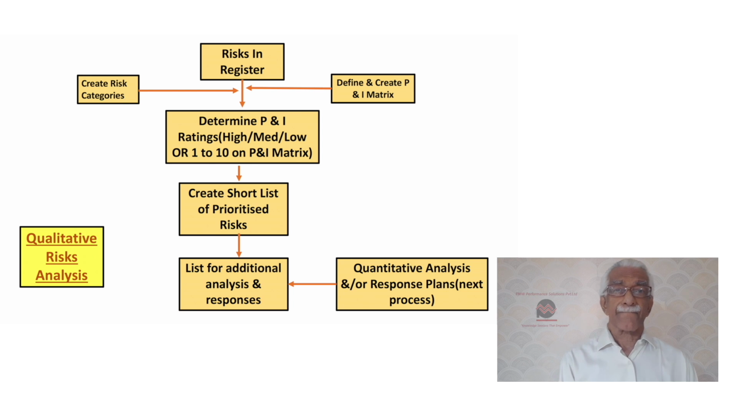Now, how do we do that? We give them a high, medium or low rating, or on a scale of 1 to 10, we give them a rating. Once that is done, these risks will go for additional analysis in the form of quantitative analysis, or they may go directly for risk response planning. In short, this is what we do in qualitative risk analysis.